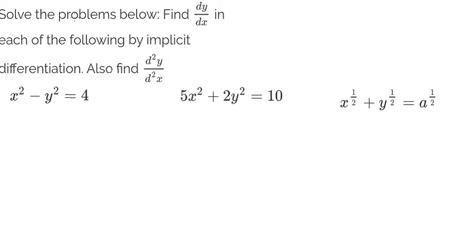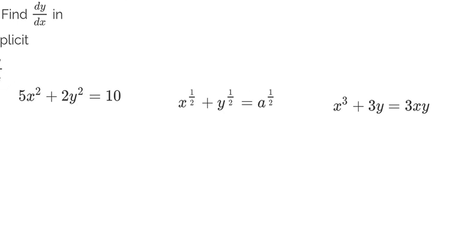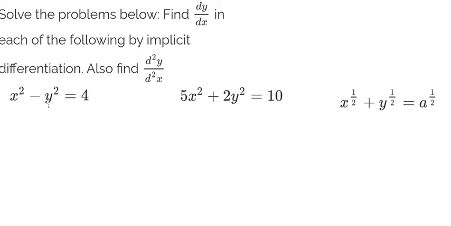The topic today is about implicit differentiation. So now I will show you how to find the first derivative and second derivative of four equations in here. So now I will show you the first one. We need to do the first derivative for both sides.